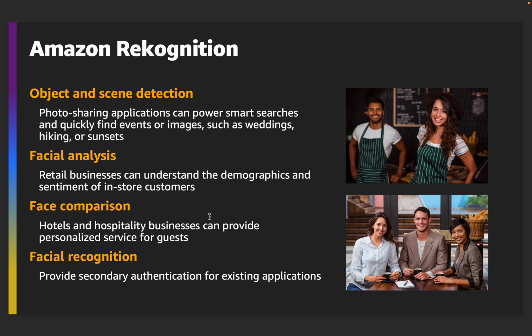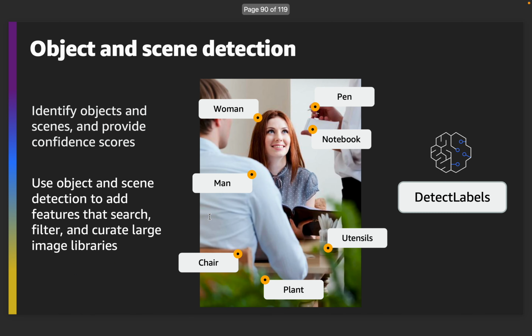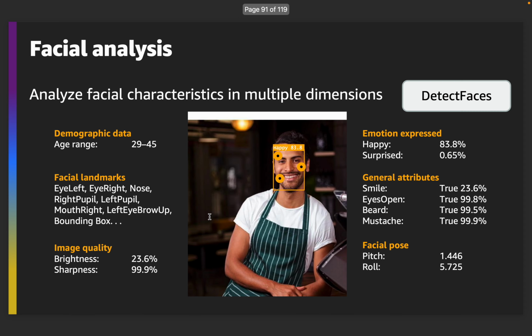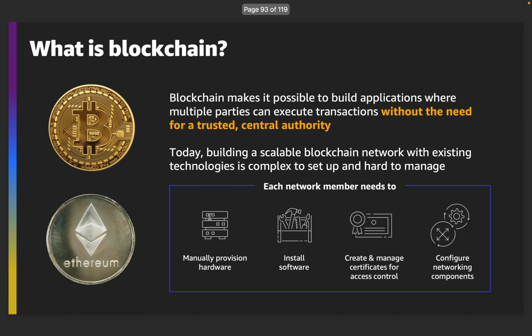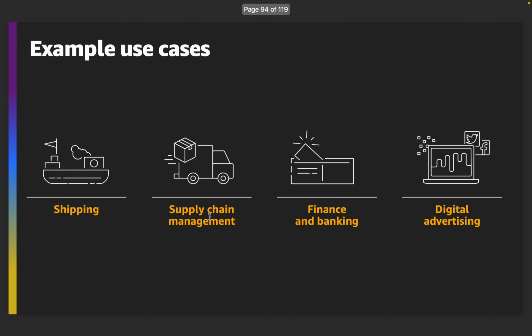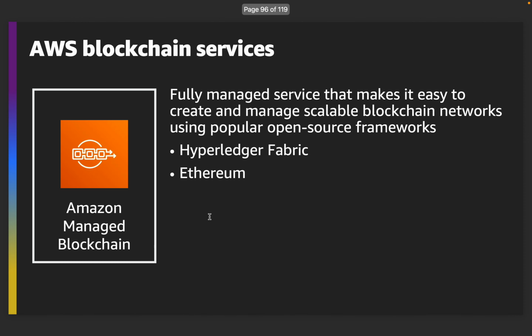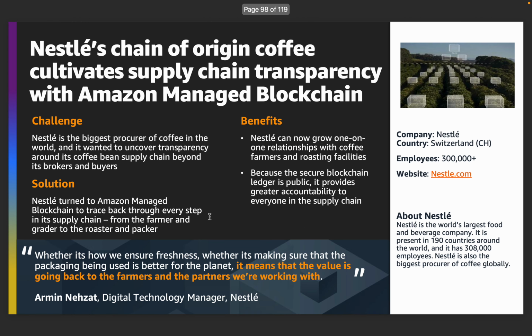These are some problems which we solve using AWS: object detection, facial recognition, blockchain. There are different use cases of AWS. These are use cases I'm just showing.